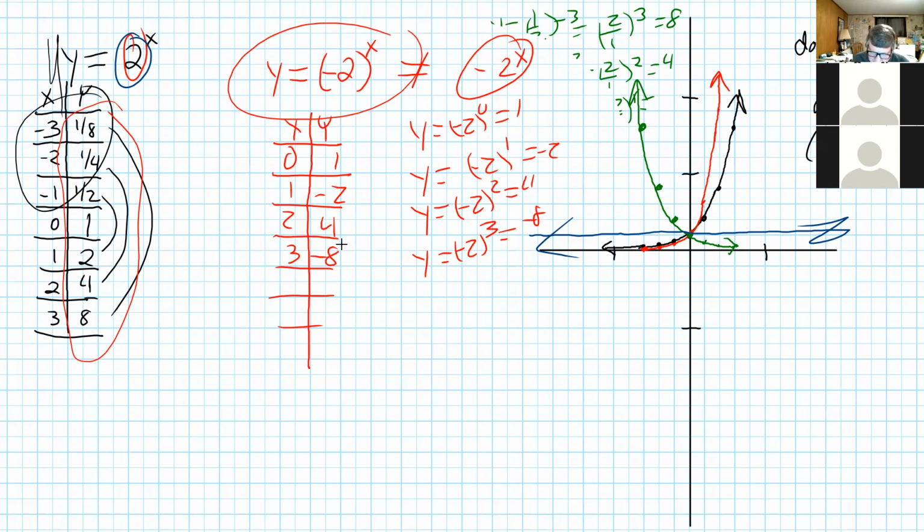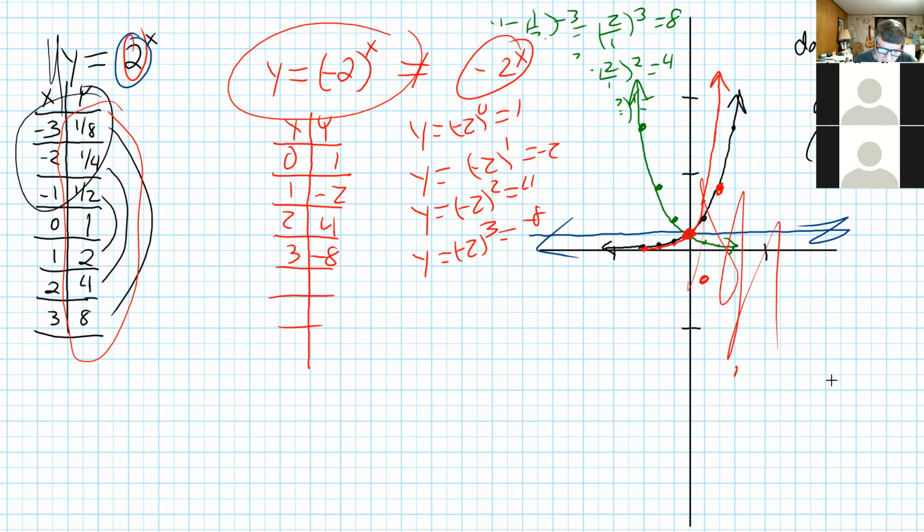Now, what is that going to look like? Well, you've got 0, 1, and then 1, -2, and then 2, 4, and then 3, -8. And so that thing's bouncing all over the place. And those are just for specific values. What about all those values in between? You can't graph it. It doesn't work.